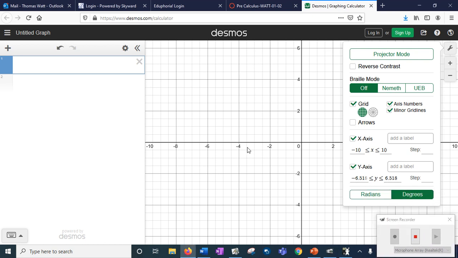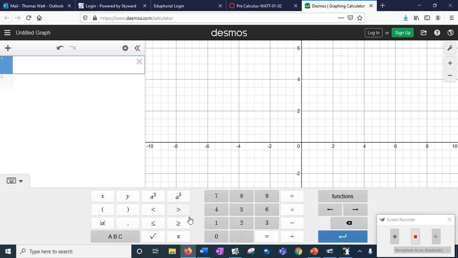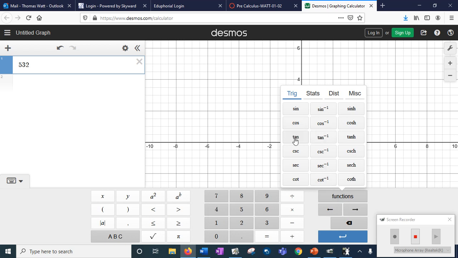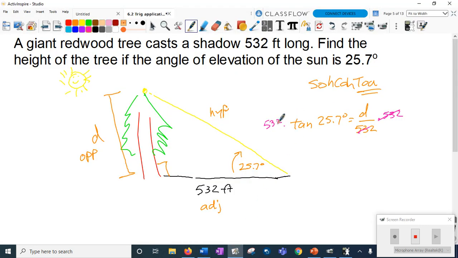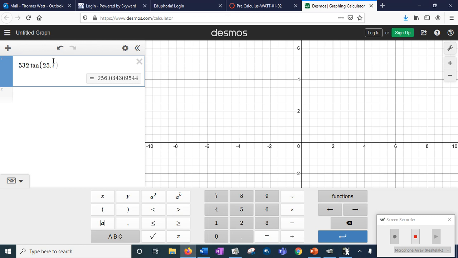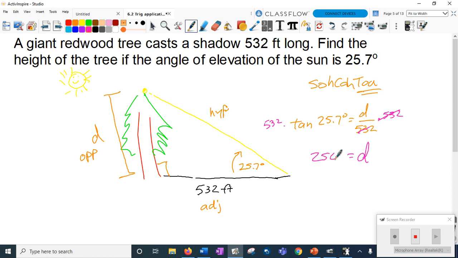So make sure it's in degrees, and we need to do 532. Get our trig function, tangent of 25.7. Okay, so there it is. D is equal to, it didn't tell us to go to the nearest foot, so since they used one decimal place in the problem, we'll go ahead and go one decimal place in our answer. So 256.03. If we go to one decimal place, that stays as 256.0. So we say it's 256 feet.